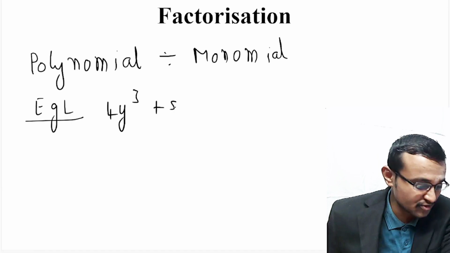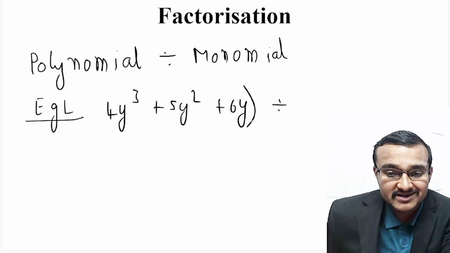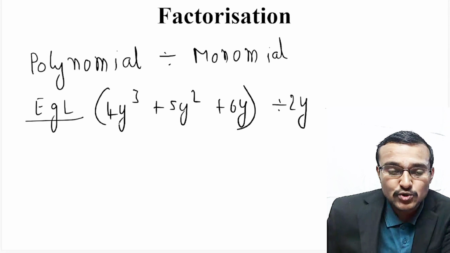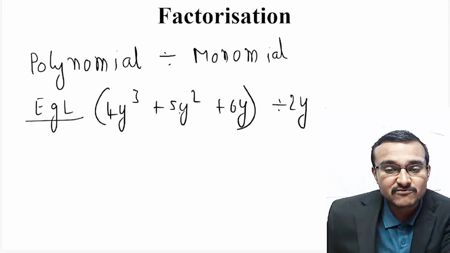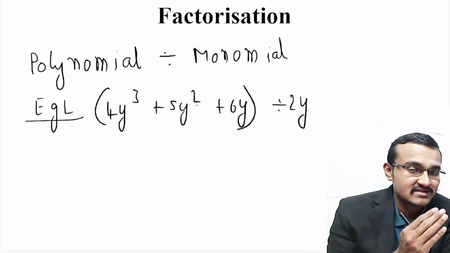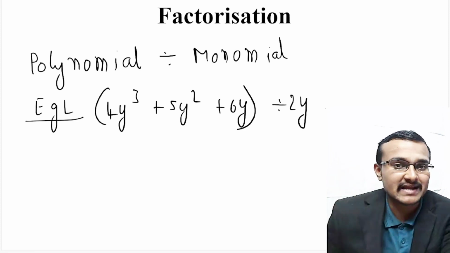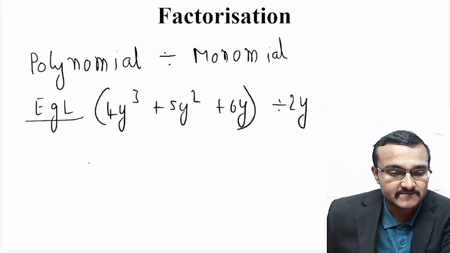4y cube plus 5y square plus 6y. This is one particular trinomial or a polynomial. This you should actually divide with 2y. Now you cannot straight away cancel this particular y or these particular y's which are there on the numerator. You should actually separate the common terms which are there in all these three terms, and then only you can actually cancel that particular y or that particular term with the denominator.